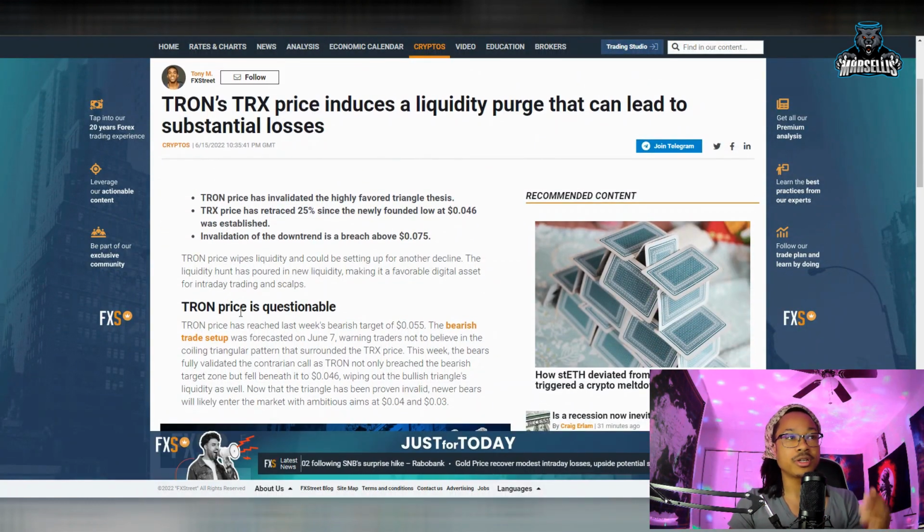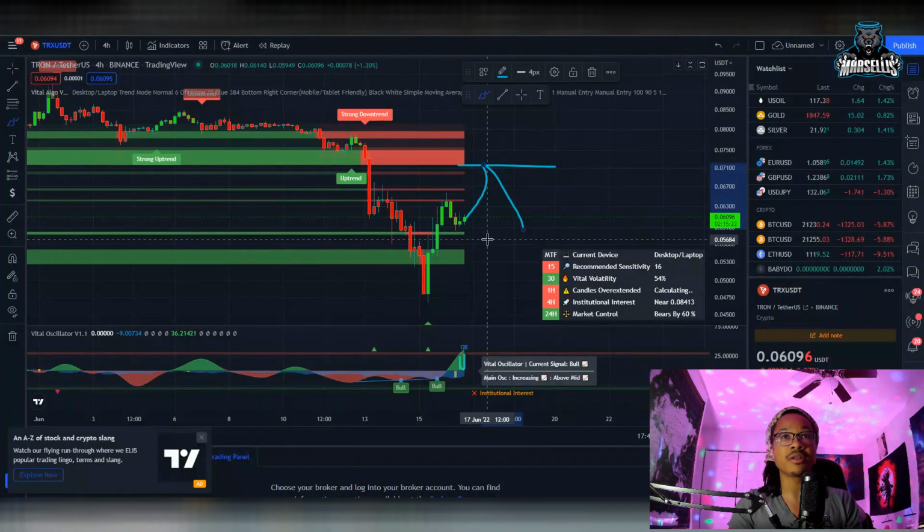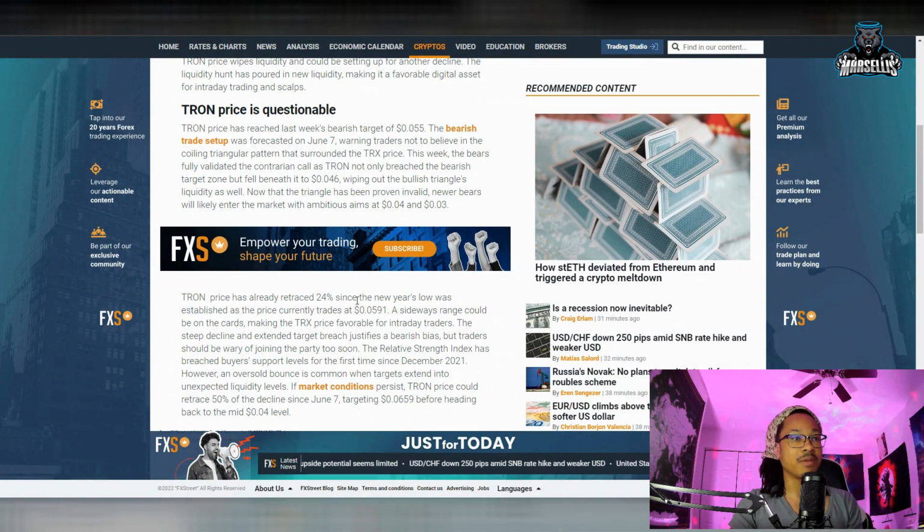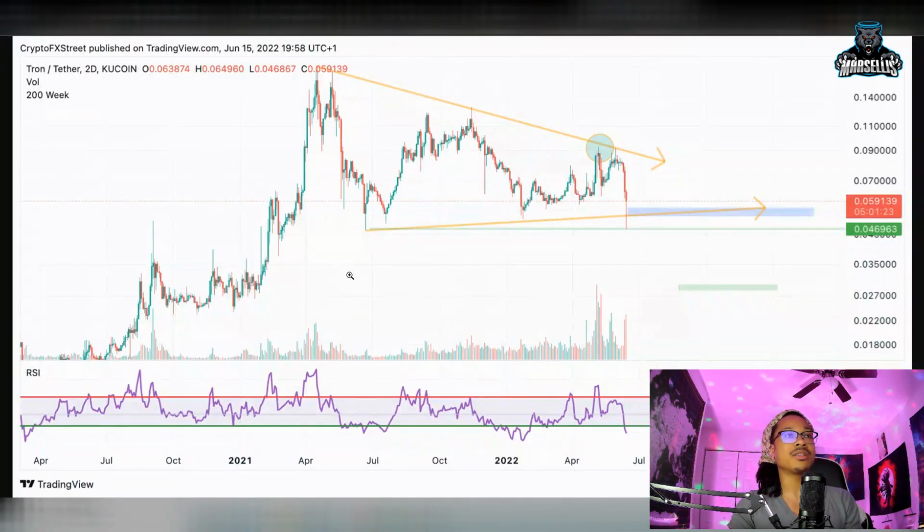So Tron price is questionable. They said Tron price has reached last week's bearish target of 0.055, pretty much what we're talking about down here. That's where our major resistance is starting to lie around. And then you have our resistance that we really need to get past. So hopefully we can. This is what they have on their little charts here. We have the possibility of getting past that.